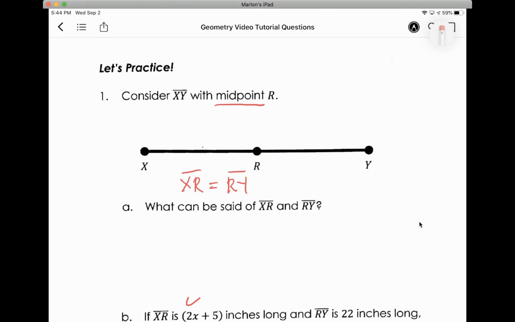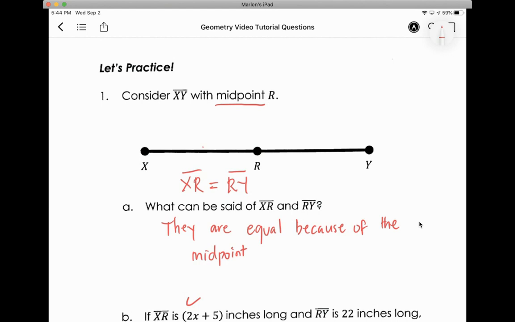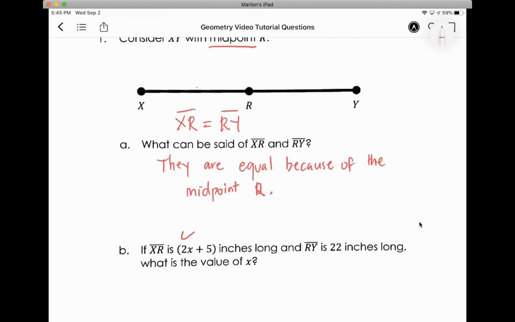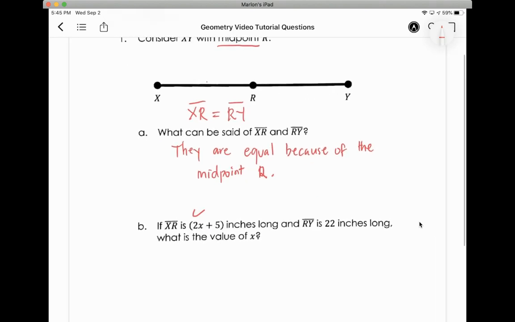So, question letter A: what can be said of XR and RY? They are equal, because of the midpoint R. Okay, so that answers question A.